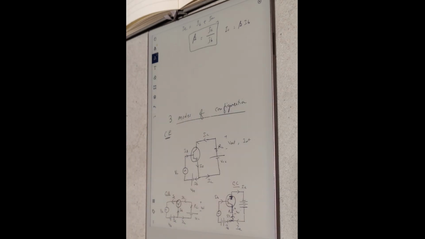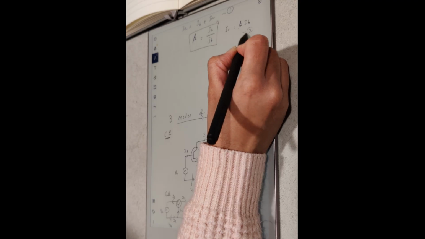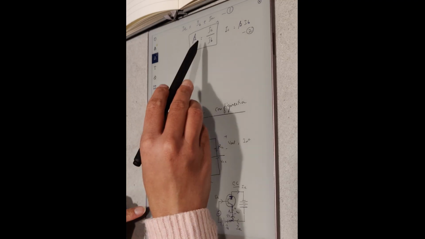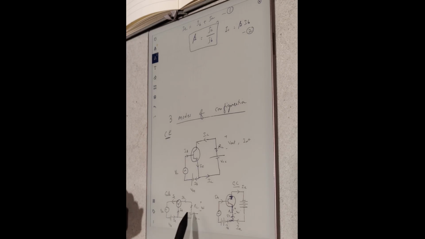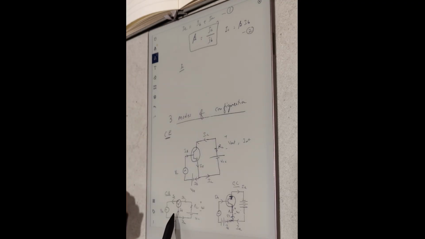So that's one relation we need to remember. So this is 1 and this is 2. And then let's look at the common base. If you look at the common base and try to do the same analysis, for the common base, my output current is IC, because that's what's flowing through this RL. So this is IC. And my input current, which is flowing through my input, is IE.